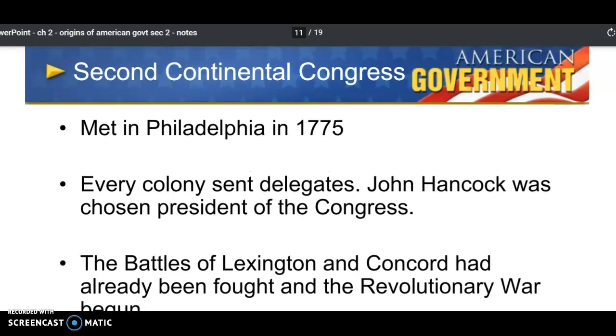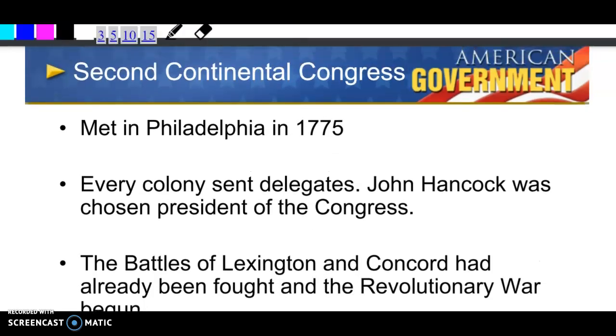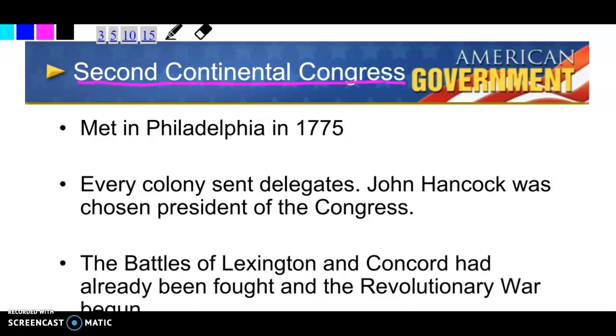So your next heading, of course, is going to be now the Second Continental Congress. It met in Philadelphia in 1775. This time, all 13 colonies sent a delegate or a representative. John Hancock was chosen as president of the Congress, so you'll know John Hancock's name. He was the first person to sign the Constitution, and people will say things like, write your John Hancock down. That means to write your name, because he was the first person to write his name on the Constitution when it was finally created.